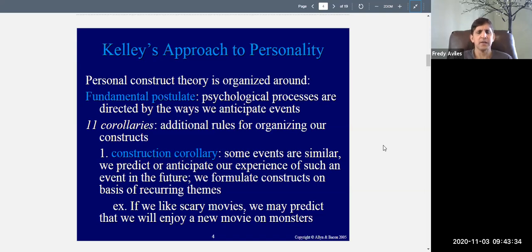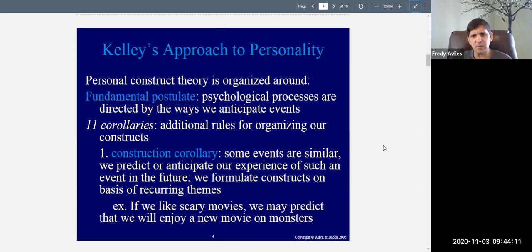It's all about prediction. And there are 11 corollaries, basically 11 additional rules for organizing our constructs, 11 additional rules that tell us how these constructs work. And this is what Kelley's theory is about. So these rules and how these constructs, these predictions work, how we use them, okay? The first one of these corollaries is called the construction corollary. And it says that some events are similar and that we will predict or anticipate our experience of such an event in the future. And we formulate constructs on the basis of recurring themes.